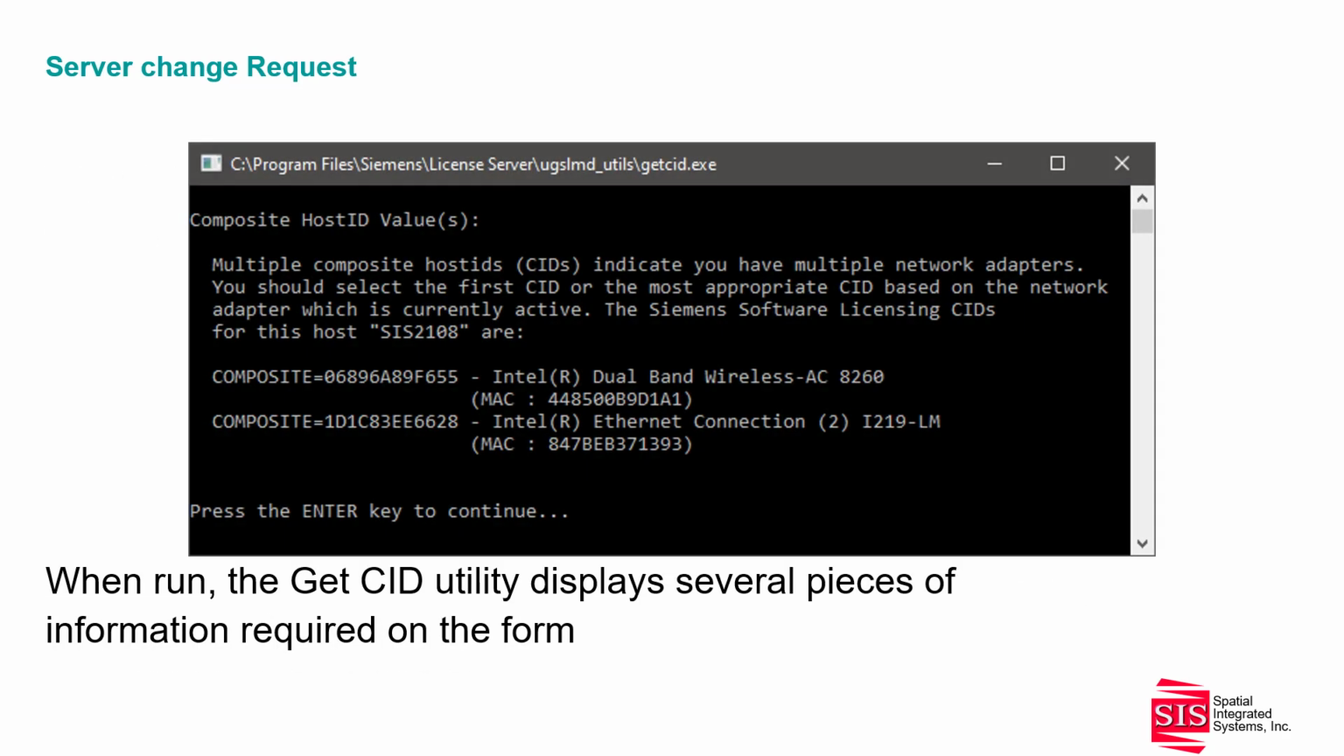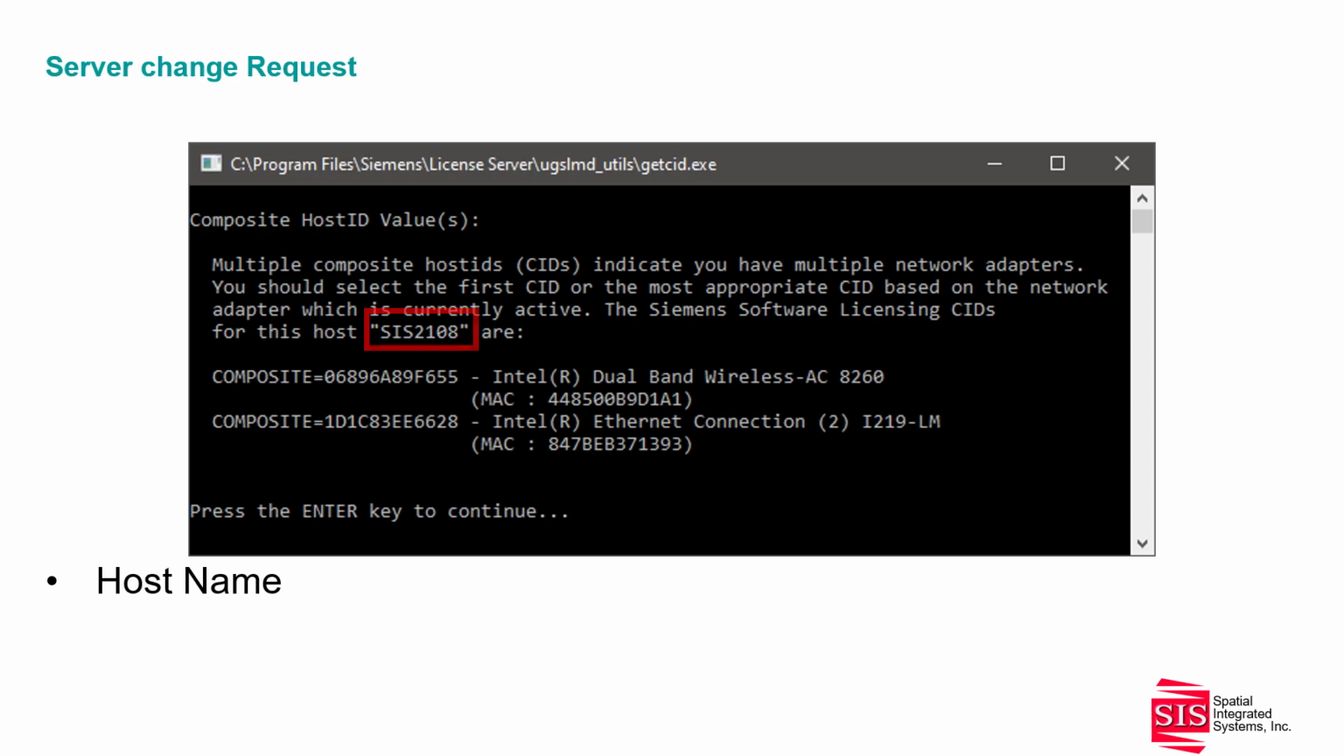When run, the getCID utility displays several pieces of information required on the form. The host name, which is the network name of the current machine. The host ID, or MAC address, or physical address of the network adapter. And the composite host ID, which is a unique number for the current machine.